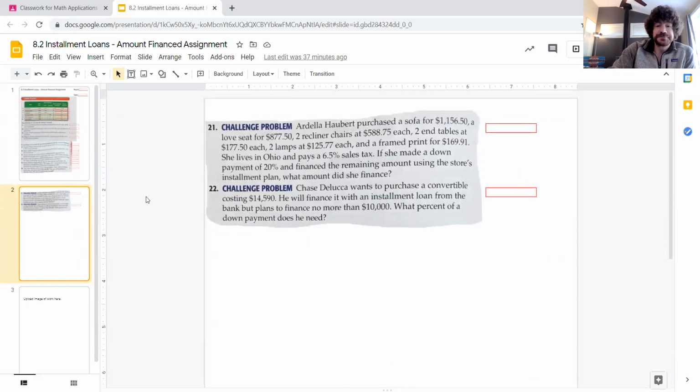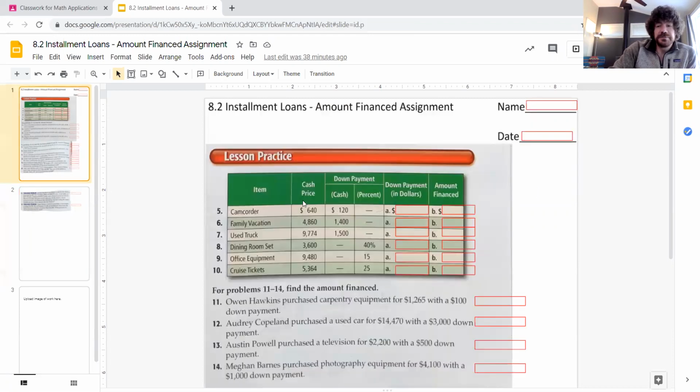And then the last 2, 21 and 22, got a lot of different purchases here. There's a 6.5% sales tax that you have to factor in, 20% down payment. What was the amount that was financed? So this one will be a bit of a challenge, hence the challenge problem. And then let's see. You will finance it with an installment loan for the bank that plans to finance it no more than $10,000. So this one here, 22, is going to require a little bit of algebra. So like I think one step on number 22. So the only one of these that's going to require any algebra is the very last one. So go ahead and be working through that.